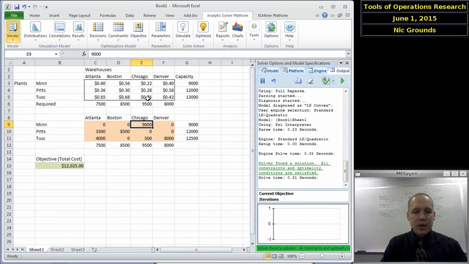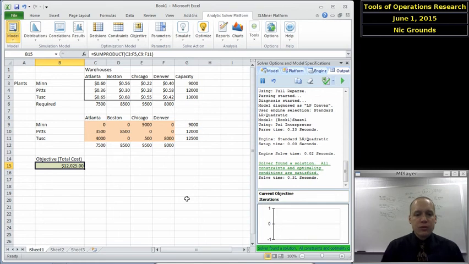And in this case, although it's definitely cheaper to get it from Pittsburgh, only getting 500 units, it's cheaper to get those from Tucson, though that's more expensive, so that Tucson can send its product both to Chicago and the rest of it to Atlanta, while all the product needed at Boston comes from Pittsburgh, for a minimum total cost of $12,025.